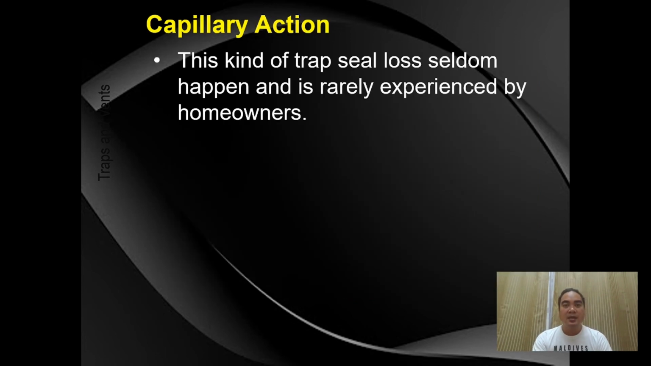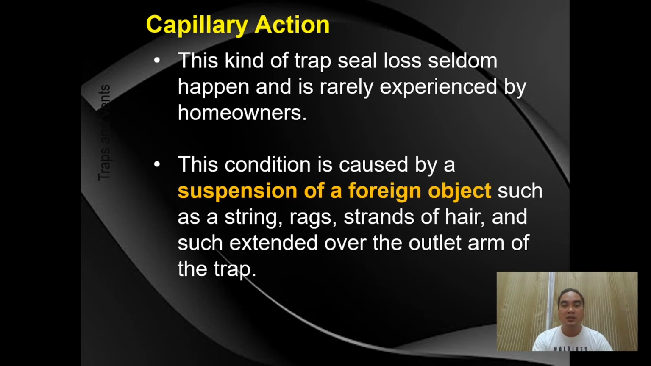Capillary action. This kind of trap seal loss seldom happens. It's rarely experienced by homeowners. This condition is caused by the suspension of pouring objects such as string, rags, strands of hair, and such extended over the outlet arms of traps.